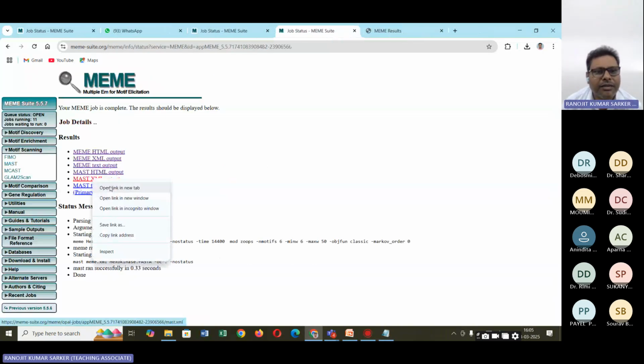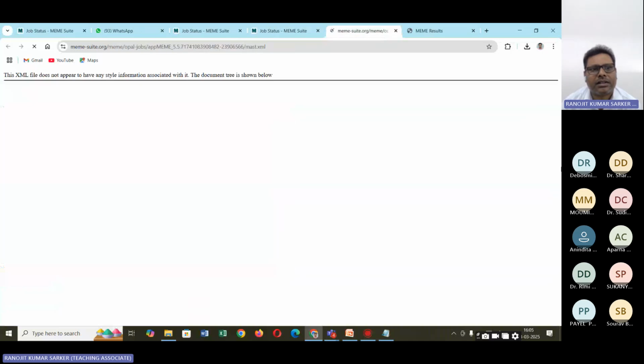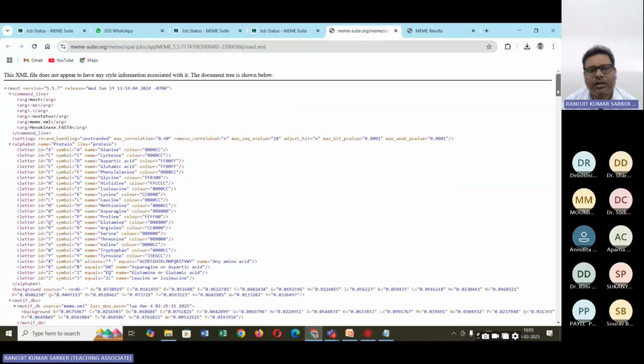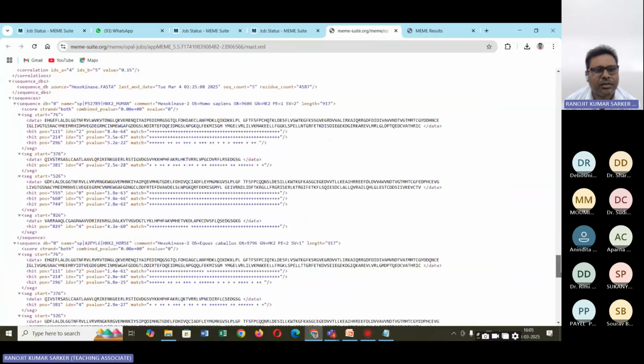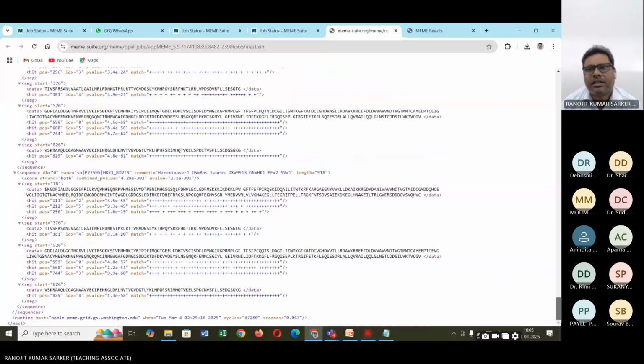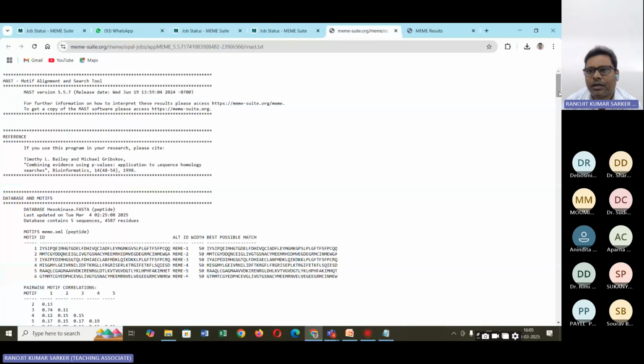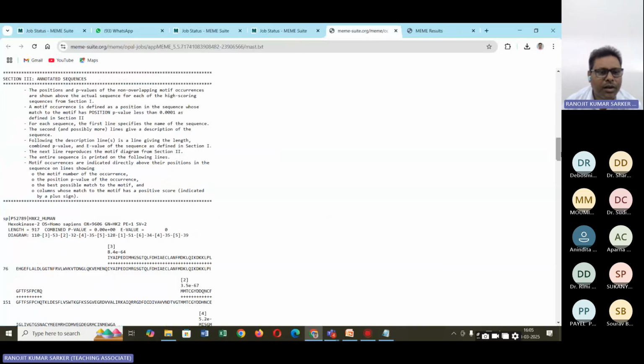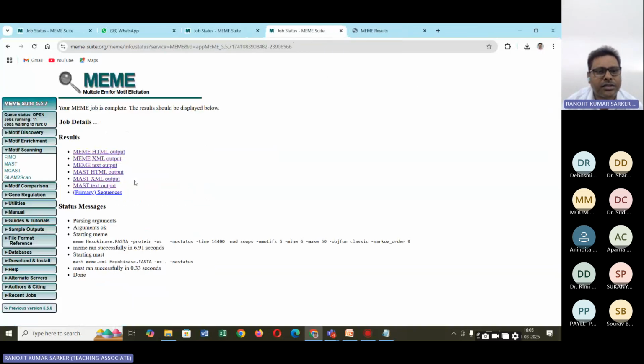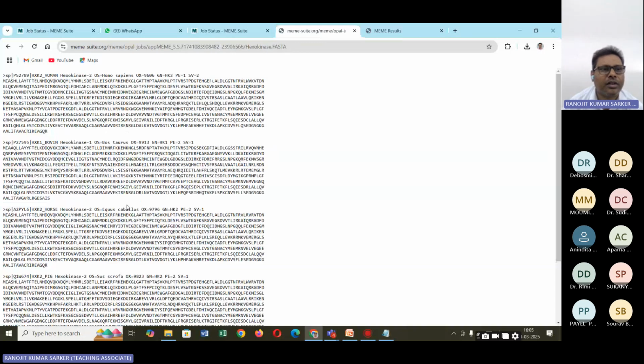Now you see the XML file, like the previous one. So you know now what is the use of this one, so we'll not go through this. Now the text output. This is the text output of the second program. What is the use of this? You can compare the output of MEME and MAST, and what is common in both cases will be more reliable.